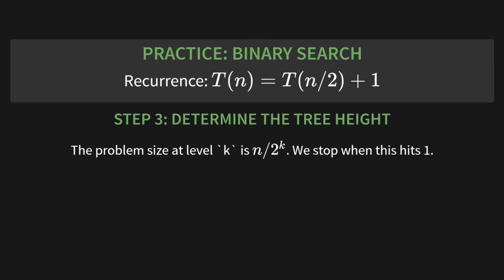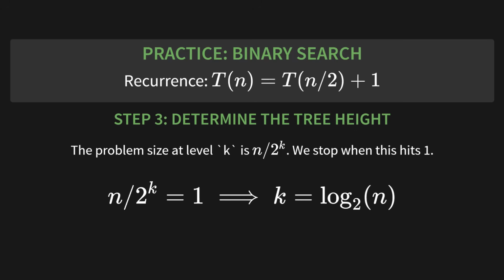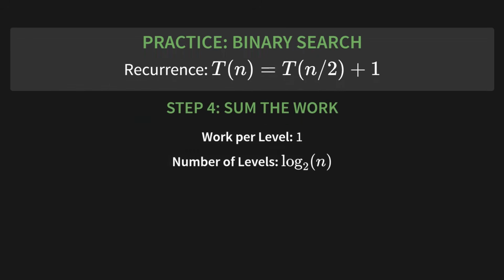Step 3. Determine the tree height. The problem size at level k is n divided by 2 to the power of k. We stop when this hits 1. So n over 2 to the k equals 1, which means k equals log base 2 of n. Exactly like we saw before. And now, the final step.